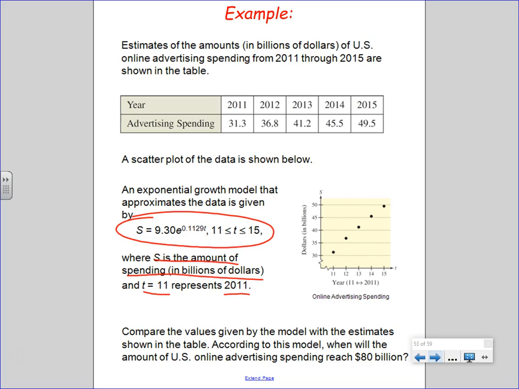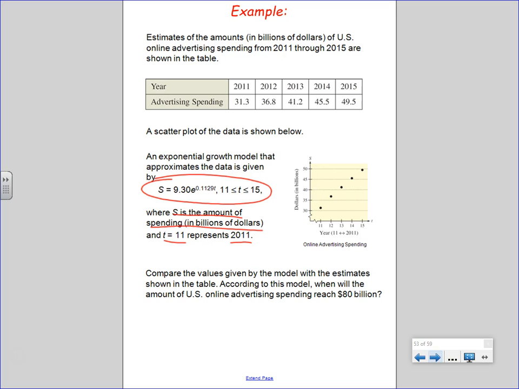Okay. So if I plug in 11, it's going to be closest. 12, closest. They're saying, remember, even though this data is here, the scatter plot is here, an equation is the best approximation. But then they say, according to this model, when will the amount of U.S. online advertising spending reach 80 billion? Put that in math. S. When means find T. When S is 80. Billion? Exactly, that's the label, 80.